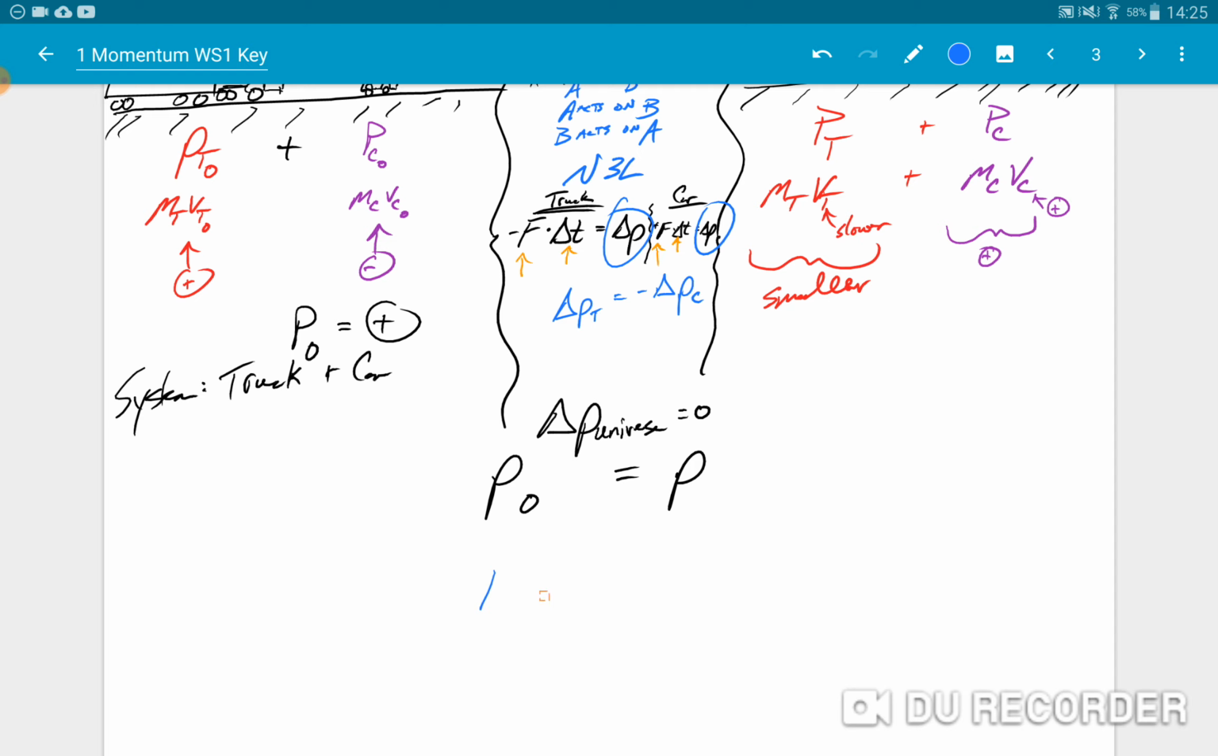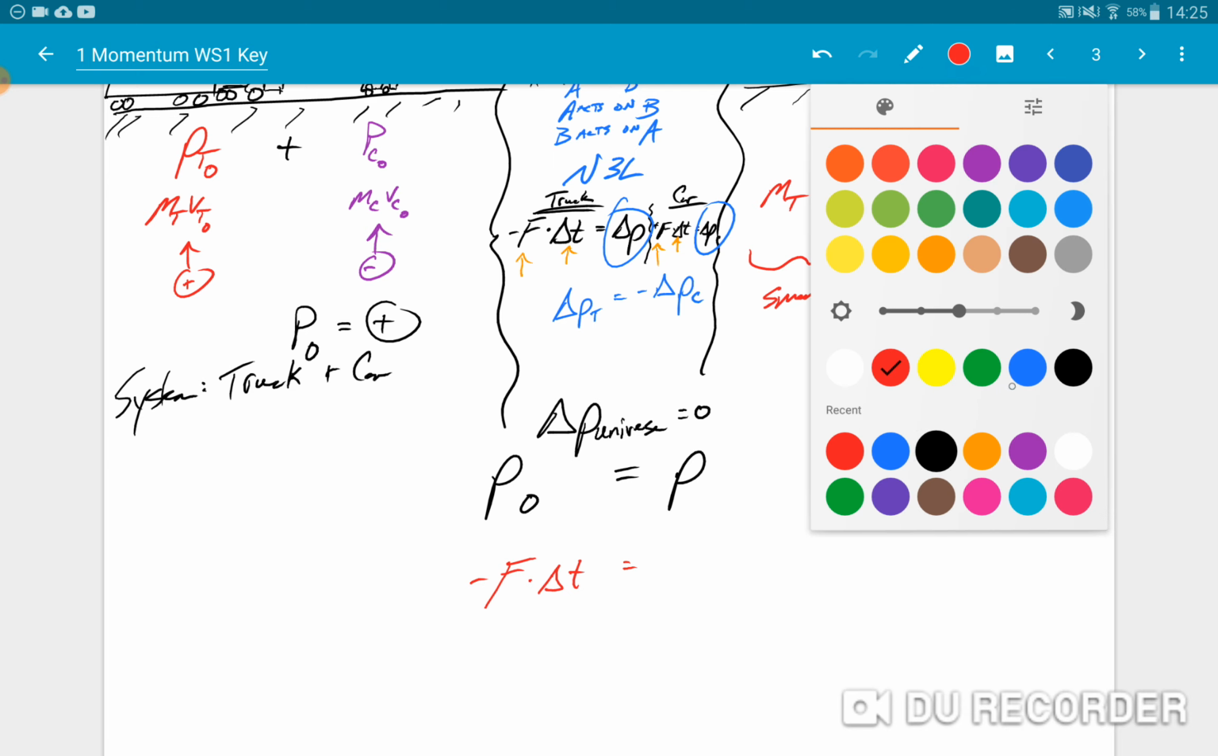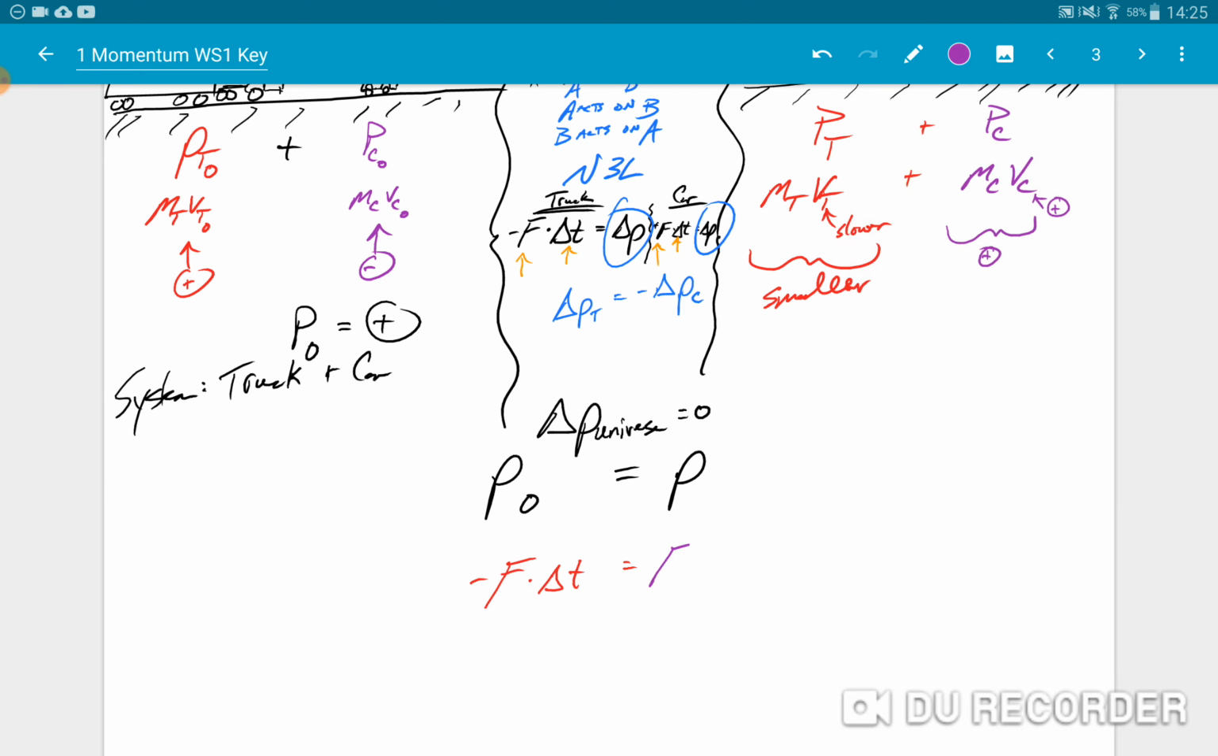Let's do it color-coded like I did before. Take red for the truck there. We said that there's this force on the truck through some time, and we said that was equal to the force that's on the car through some time there. We said that the force is the same and those times are the same there as well.